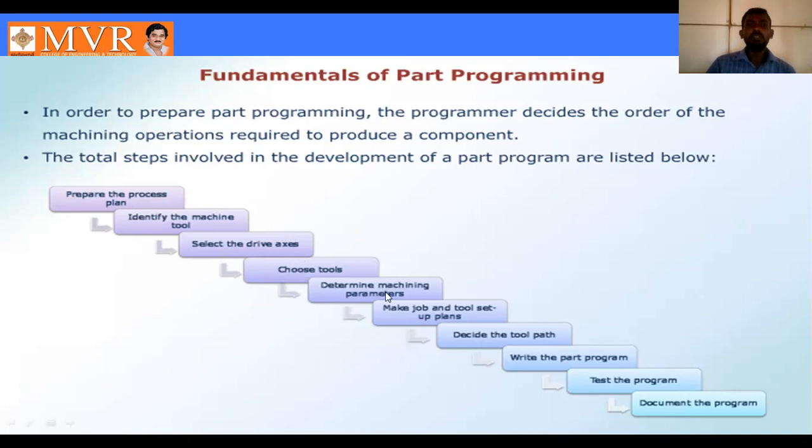Next is to determine the machining parameters. Parameters are nothing more than the dimensions of the object, which we can determine. Next is to make the object and tool setup plans, so that the tool will be changed automatically.